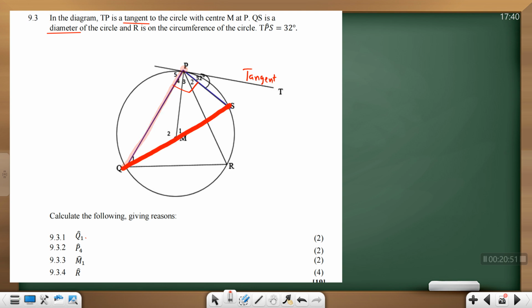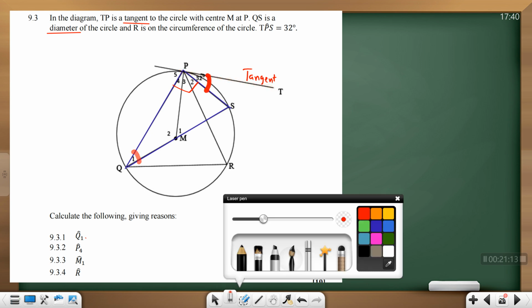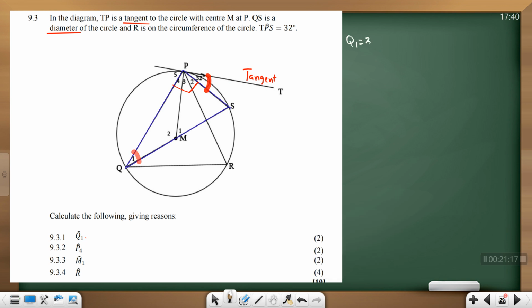Do you notice the source is PS? Oh, what is PS? PS is a chord. You see, once I cover that, we are done. Oh, a chord and a tangent. Put those two words together. Tan chord. 32. Q1 is 32. 2 marks. And what's your reason?